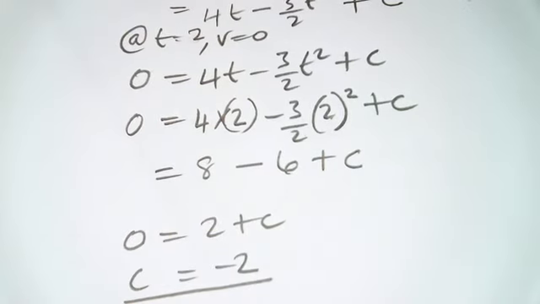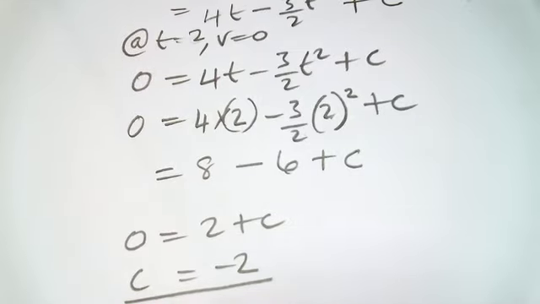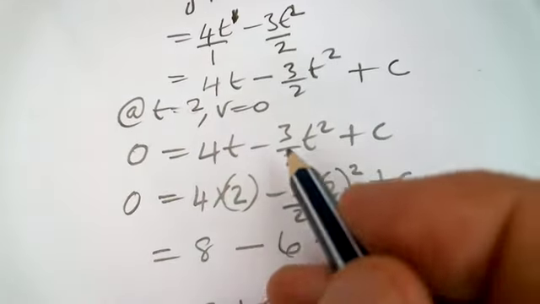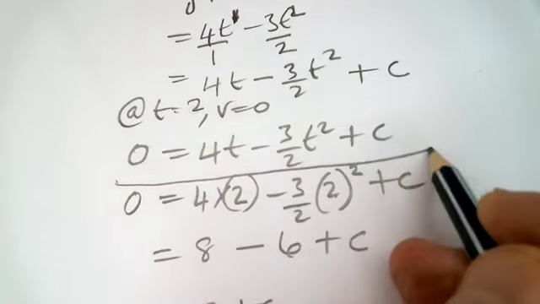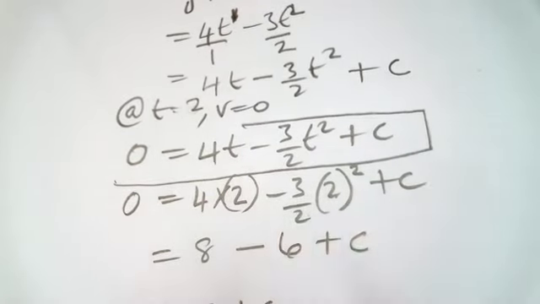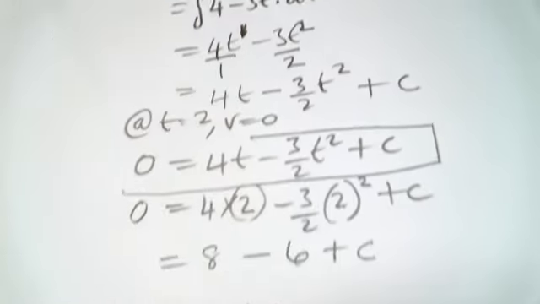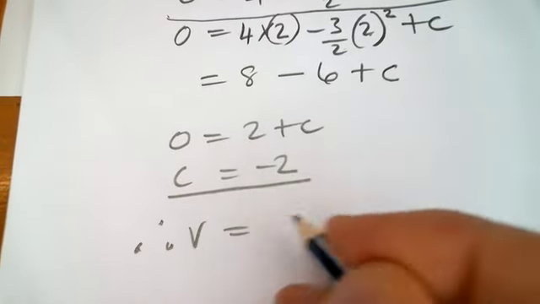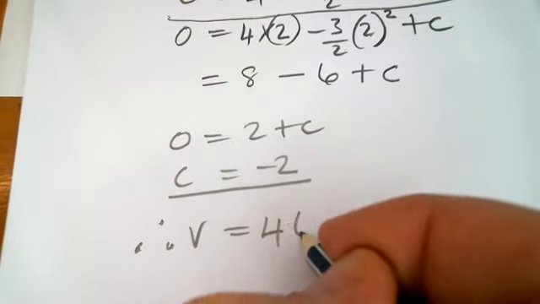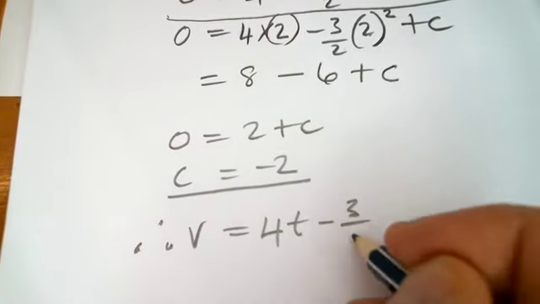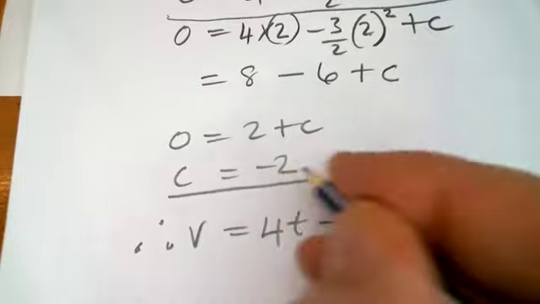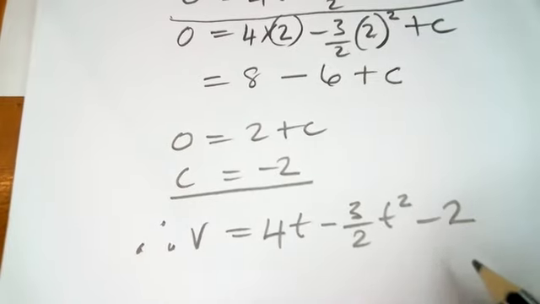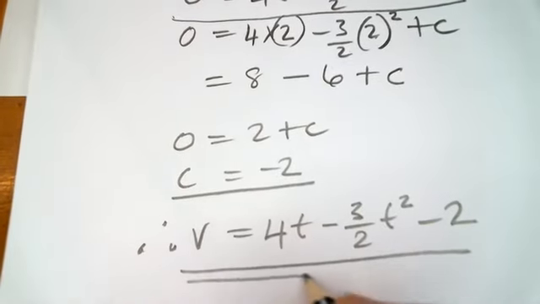Now what we need to do is to formulate the equation. Up until now we've got most of it, we've got that bit there. We just need now to add in the c value. So therefore v is equal to 4t minus 3 over 2 t squared, and we can put minus 2 on the end. And that would be the equation for velocity.